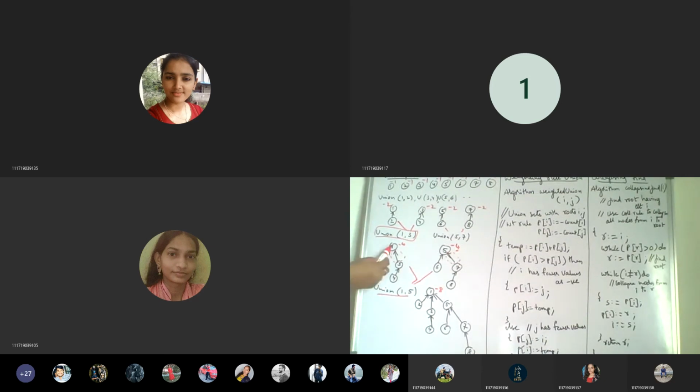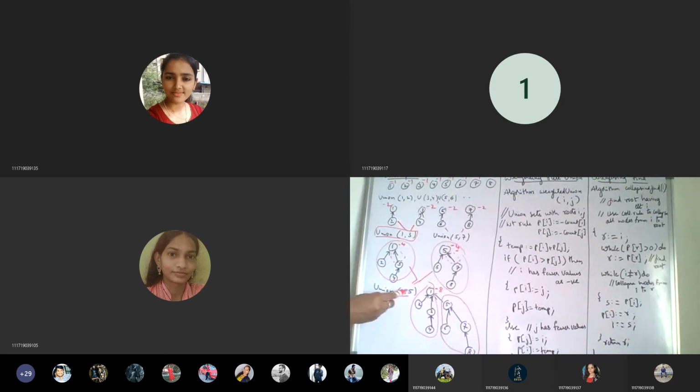Okay, so here 1 is the root and here 5 is the root. When I want to do the union, whichever tree has the maximum nodes will be the parent. But since both have the same, anyone can be the parent. So I took 1 as the parent. This set I have written as it is, and this set I have also written as it is.